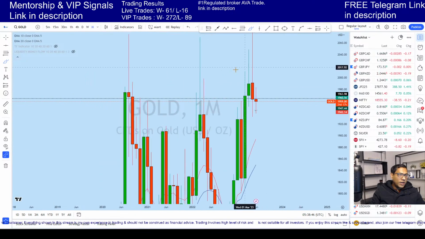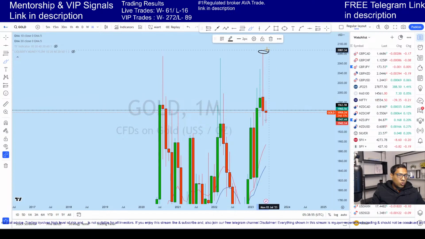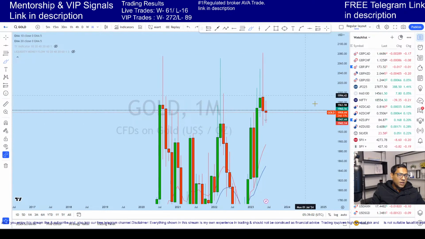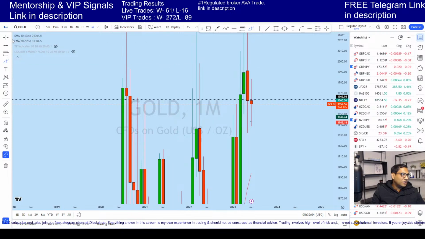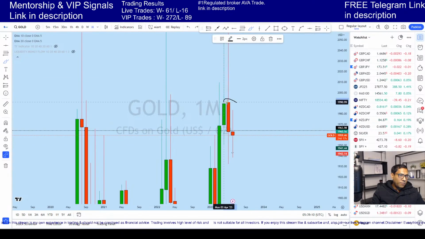If we look at this overall picture, we can see that gold in fact crossed this high and then triggered the liquidity of the all-time high, and we have seen that there is a monthly bearish candle. What is significant in this monthly bearish candle is that there's a gap opening above, between the opening and closing, and it also closed past the previous candle's low.